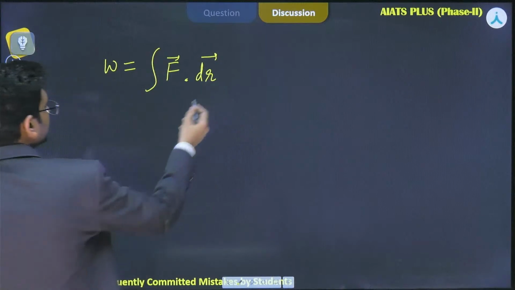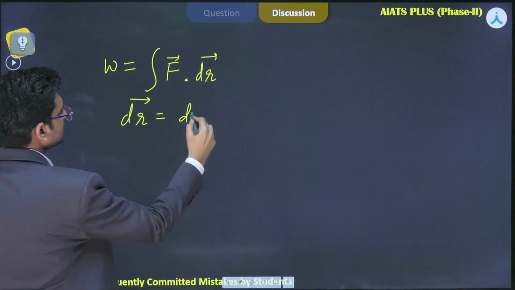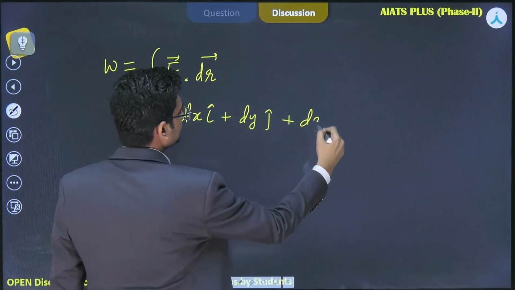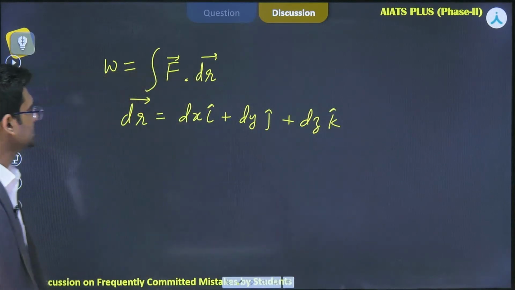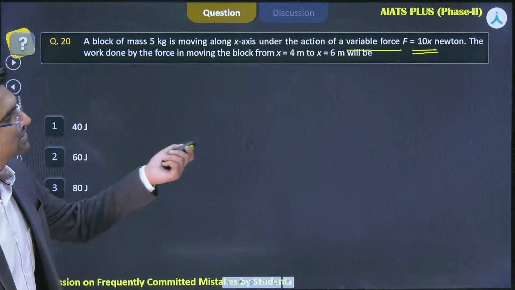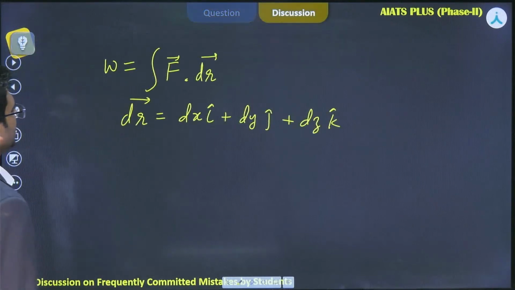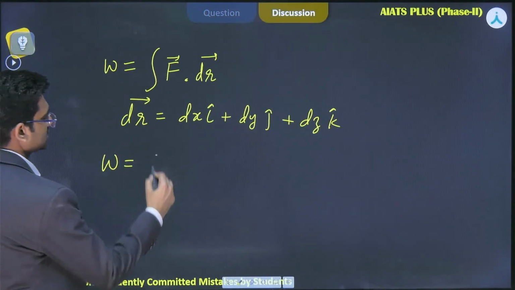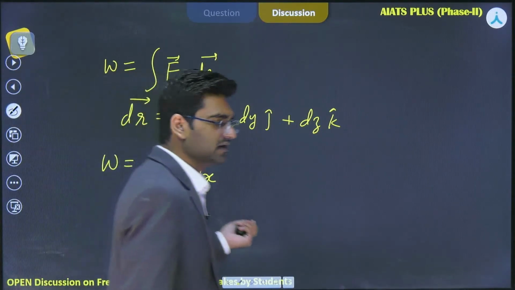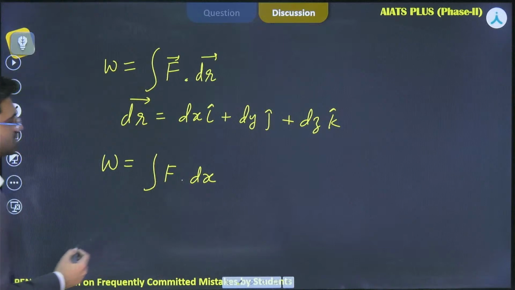Now, how can I write this dr vector in the coordinate system? In terms of coordinates, the dr vector can be written as dx i cap plus dy j cap plus dz k cap, right? But here, as you can see, the force is given as 10x and the displacement is also happening in the x direction only. So I can also write this work as F dot dx, right? So F into dx could be our formula for this question. Okay, so I am solving it now.